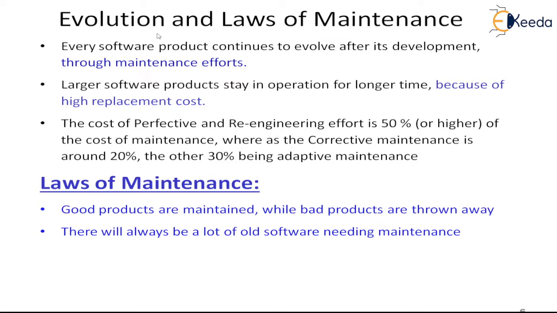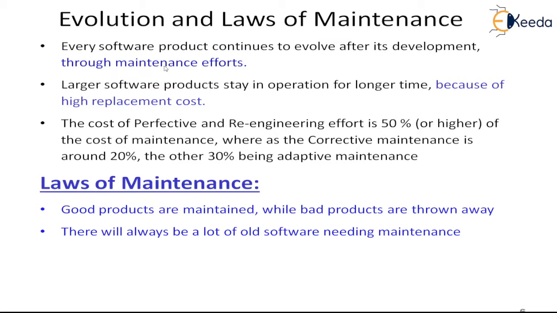So when the software evolves, there are certain laws of maintenance. Let's look at them, because it's very interesting to know what happens after we write the software. Every software engineer likes to do software development, but after the software is developed, we need to know what will happen to it. Every software product continues to evolve after its development through maintenance efforts. So a software is not static. Whatever you develop is not the end of it. After you have developed it, it will go into operation and keep on evolving. Its status will go on changing through the maintenance efforts.